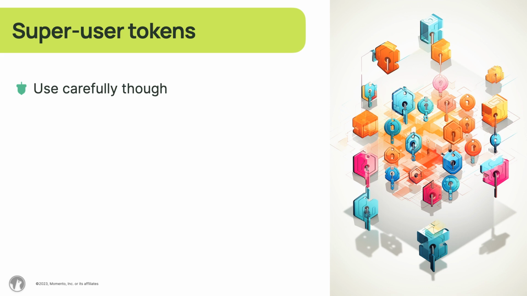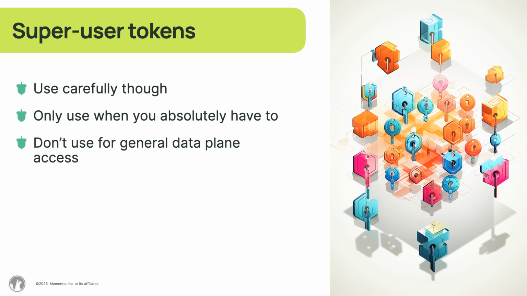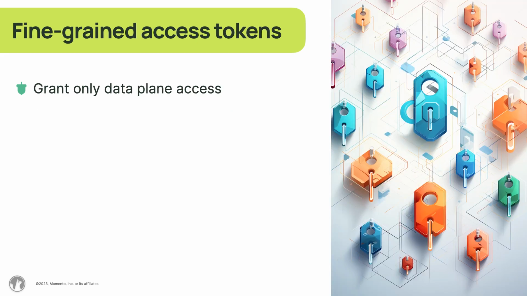The best practice as part of a least privilege access control policy is to only use super user tokens when you absolutely have to, and definitely not for general data plane access. This brings me to the second type of token, fine-grained access tokens. These tokens enable you to grant only data plane level access to users and applications for specific Momento service resources.